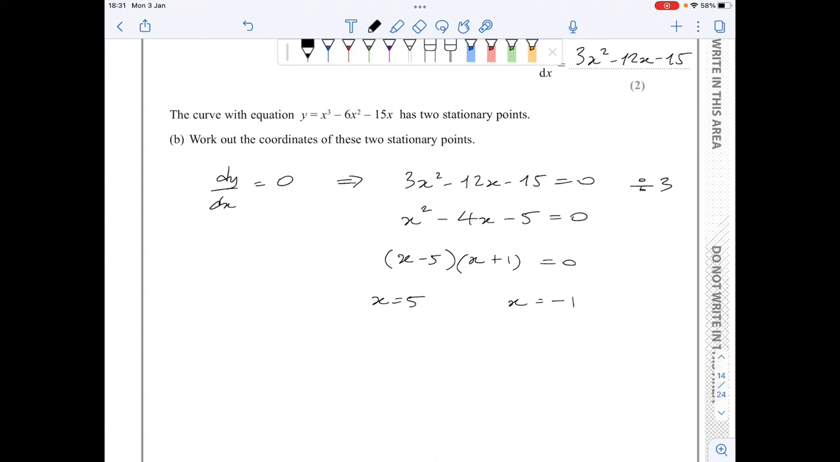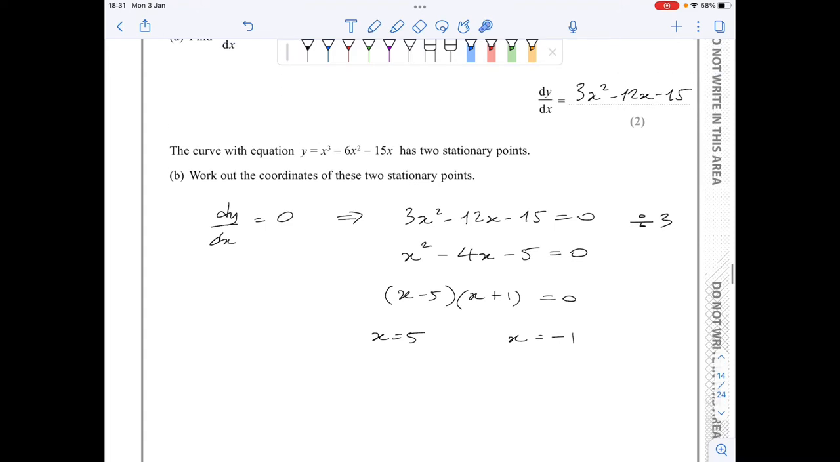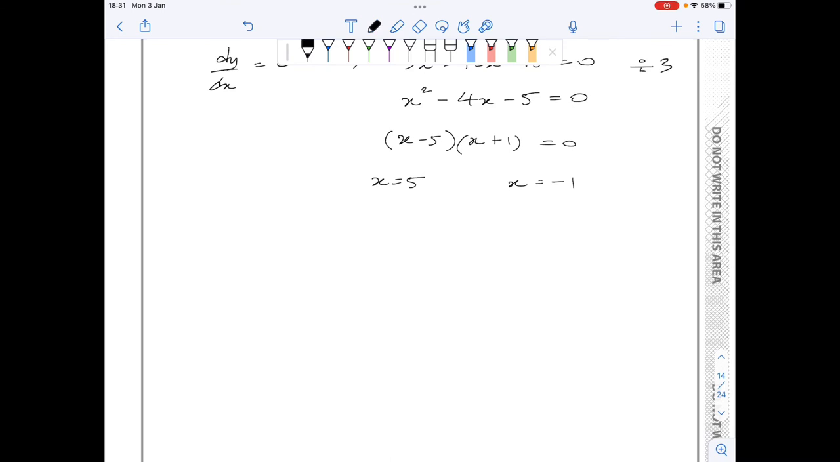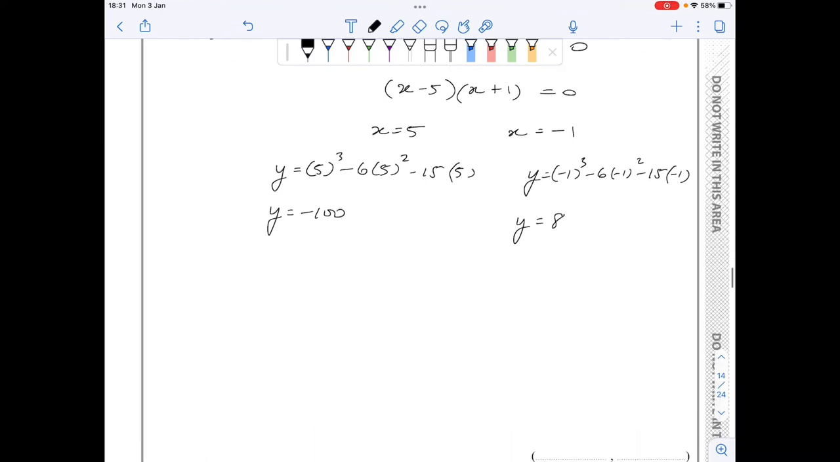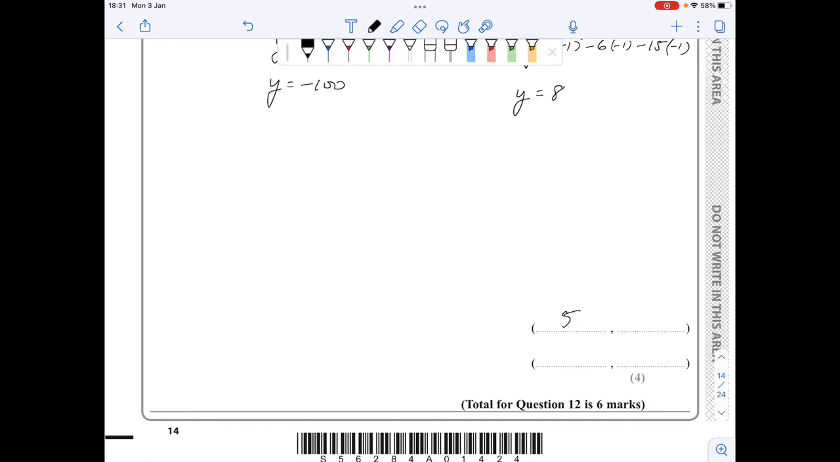And to find the corresponding y coordinates, I will substitute these values in the original equation, the y equation. So I have y equals 5 cubed minus 6 times 5 squared minus 15 times 5. y comes out to be minus 100, and then I will repeat with minus 1. So y is minus 1 cubed minus 6 times minus 1 squared minus 15 times minus 1. And in this case, y comes out to be 8. So my stationary points are (5, minus 100) and (minus 1, 8).